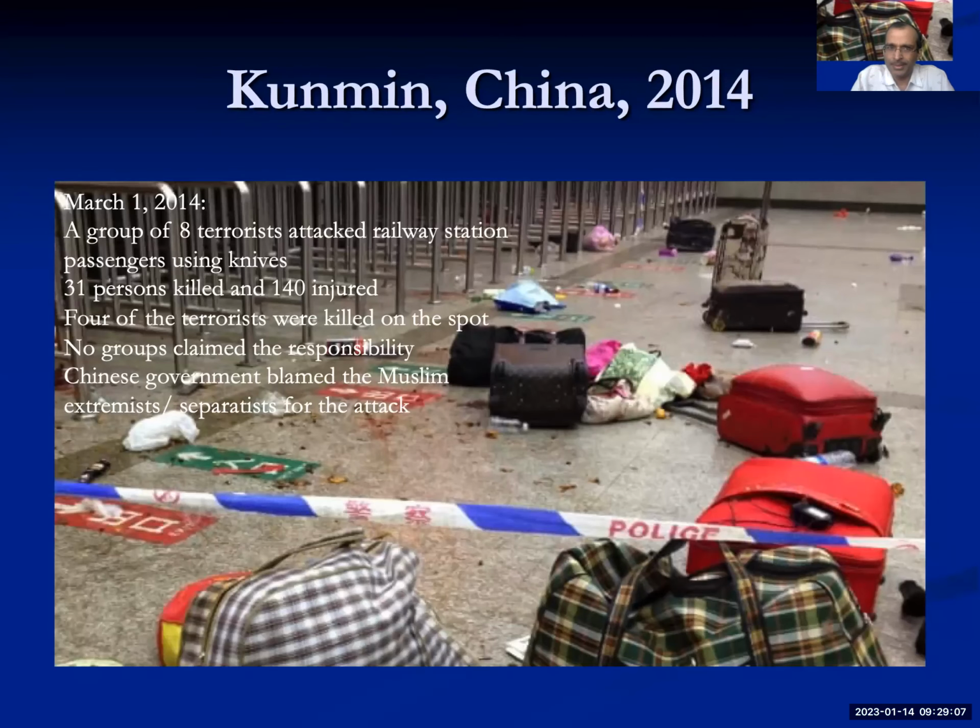This is the second incident. Kunming, China, 2014. A group of 8 people attacked passengers at a railway station with knives, and 31 people were killed, 140 injured. The government authority, the Chinese police, immediately killed 4 of them and arrested some of them, and maybe some of them escaped. No group claimed responsibility. The Chinese government blamed a Muslim extremist separatist group for the attacks, but that was not very well verified information either.